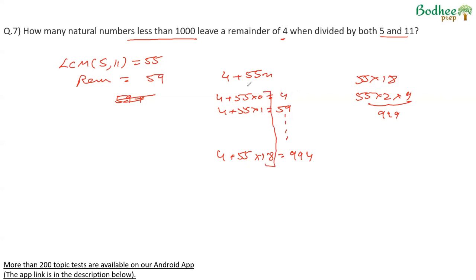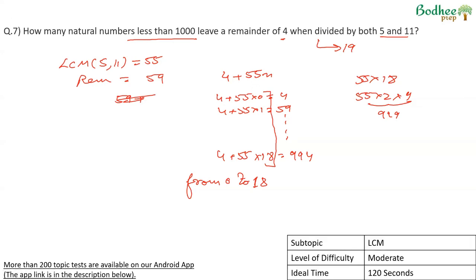The multiplier for 55 goes from 0 to 18. From 0 to 18 are 19 values. 18 minus 0 plus 1, and therefore there are 19 natural numbers less than 1000, which will leave a remainder of 4 when divided by 5 and 11. And therefore, again, that's an easy sort of a question. The only thing is 0 we might miss out, n is equal to 0. So I am saying moderate, but solving time definitely not more than 2 minutes.